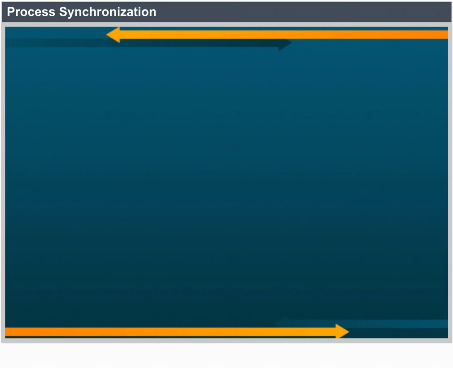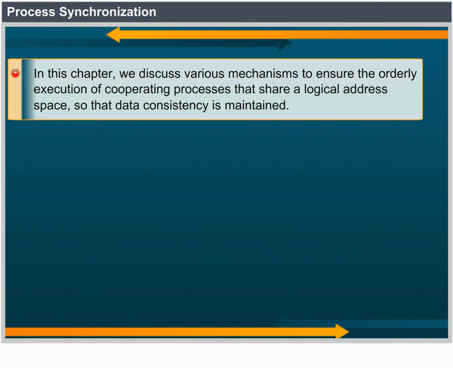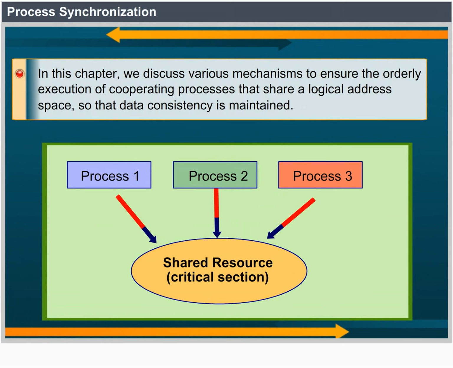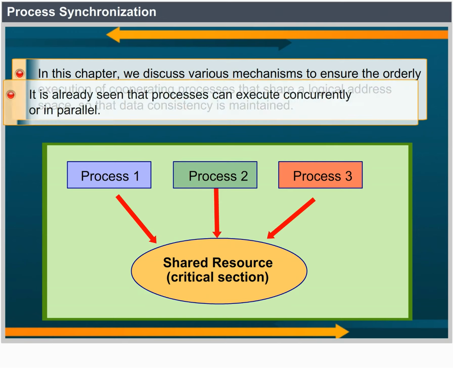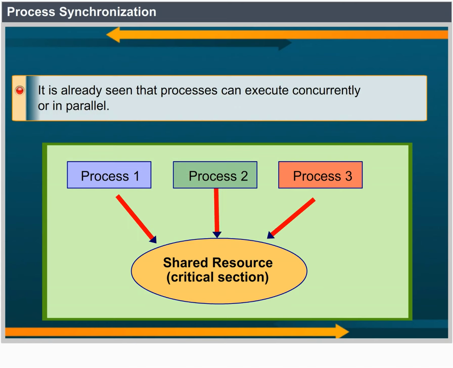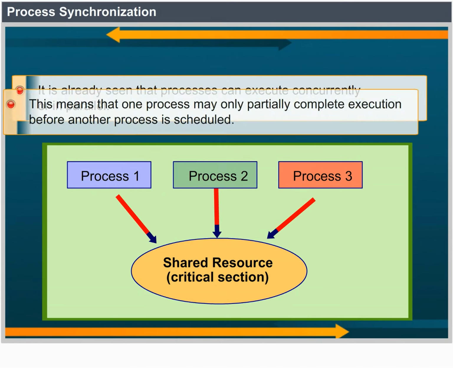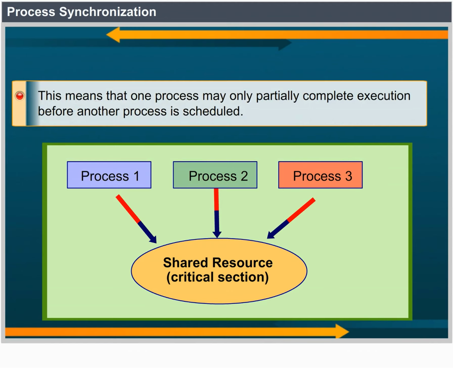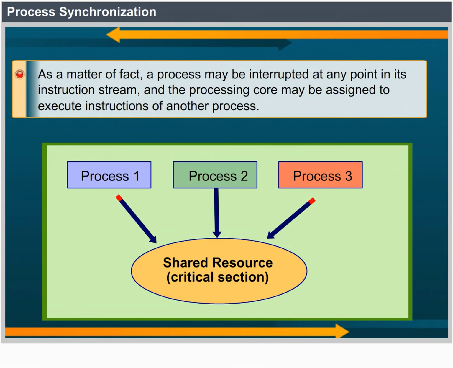Process synchronization. In this chapter, we discuss various mechanisms to ensure the orderly execution of cooperating processes that share a logical address space, so that data consistency is maintained. We've already seen that processes can execute concurrently or in parallel. This means that one process may only partially complete execution before another process is scheduled. In fact, a process may be interrupted at any point in its instruction stream, and the processing core may be assigned to execute instructions of another process.